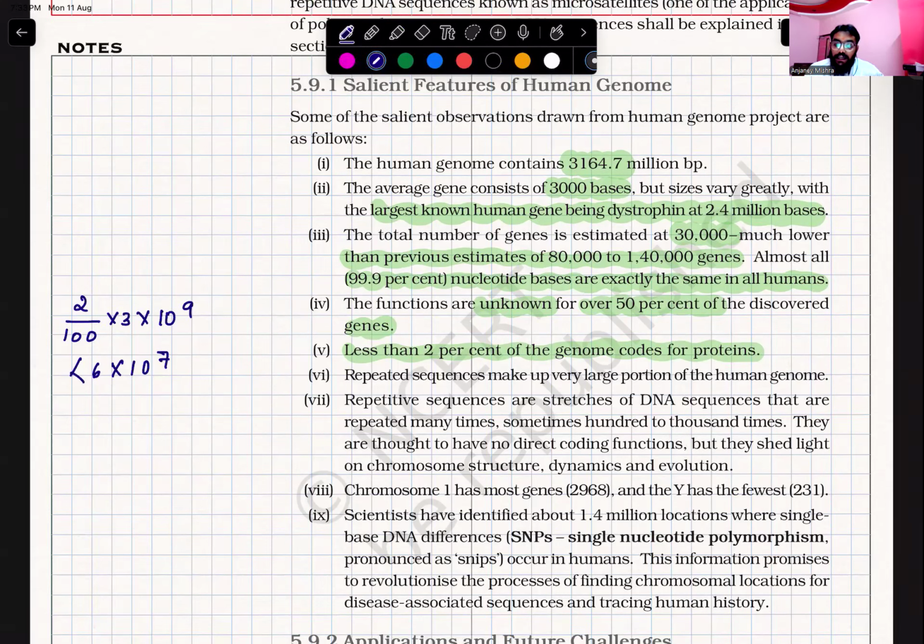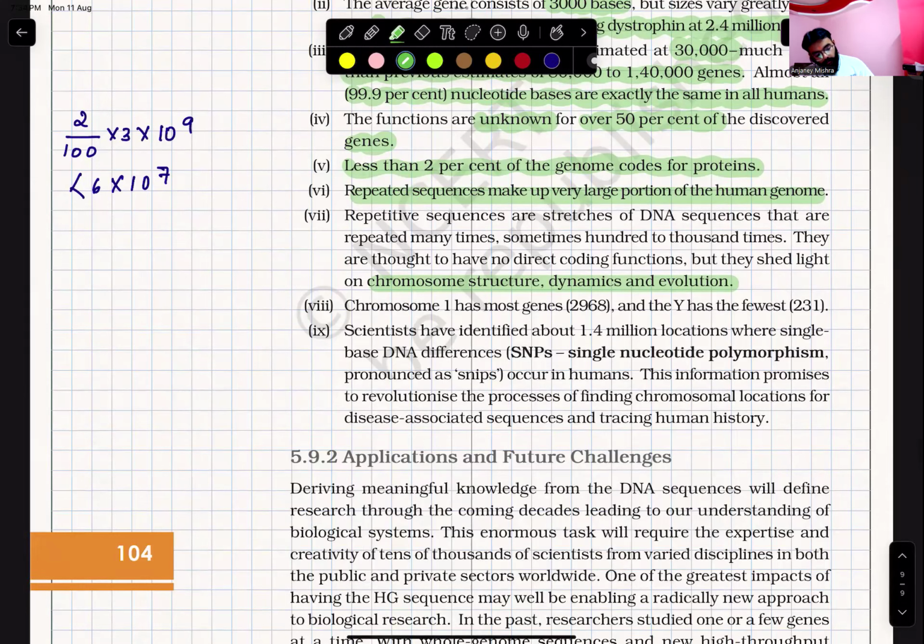Okay. Then repeated sequences make up a very large portion of the human genome. Here we can make one line key. All repeated sequences are not satellite. All satellite is repeated, but all repeated is not satellite. Repeated sequences are stretches of DNA sequence that are repeated many times, sometimes 100 to 1,000. They have no direct coding function, but they work on chromosomal structure, dynamics, and evolution. It is said that these were basically coding for something. Now they are not useful anymore. And it is also said that they provide stability. Then chromosome 1 has the most genes and Y has the fewest.